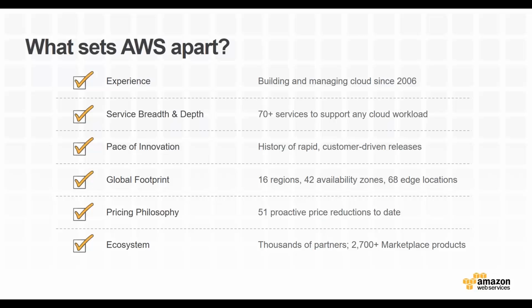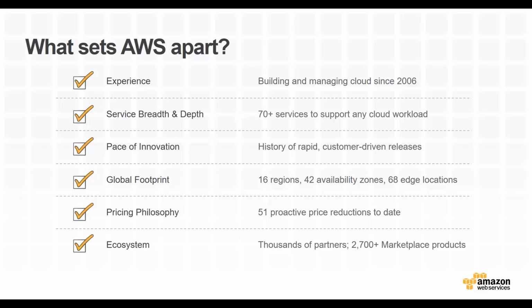Our second key differentiator is our service breadth and depth and our pace of innovation. We have been continuously expanding our services to support virtually any cloud workload, and we now have more than 90 services. We launched more than 1,000 new features and services in 2016. Our third key differentiators are our global footprint, our pricing philosophy, and our ecosystem. To support our global customer base, we operate around 16 regions and 42 availability zones across the globe.